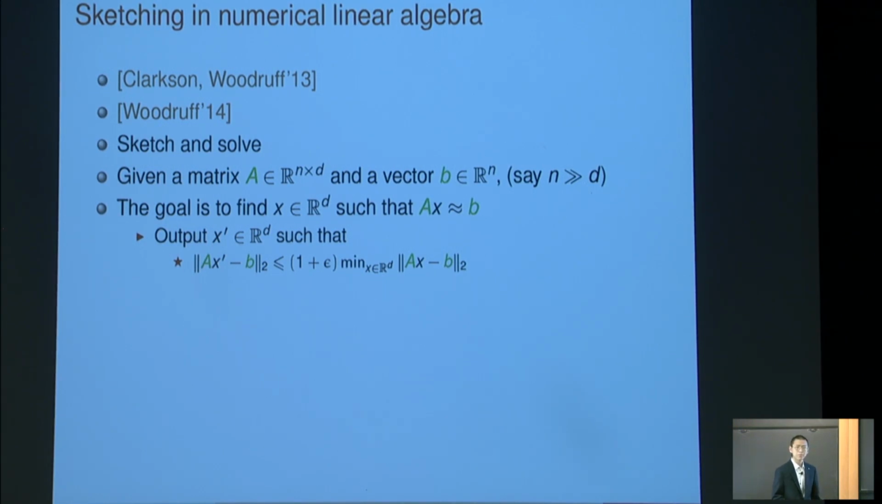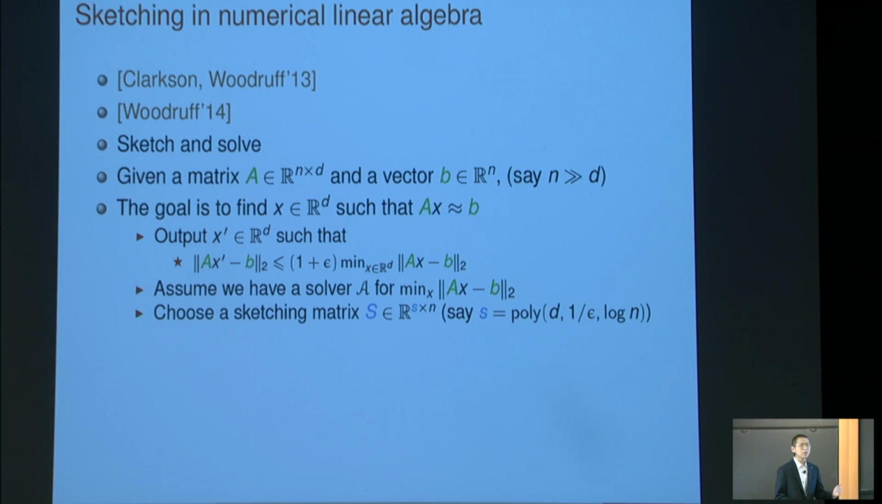Both A and B are given as input? Yeah, both A and B are given as input. They are worst case. We are doing theoretical computer science, so we don't make any assumption on A and B. We can assume there is some solver for this problem. You can run gradient descent or something else. You just load A and B and solve this problem.